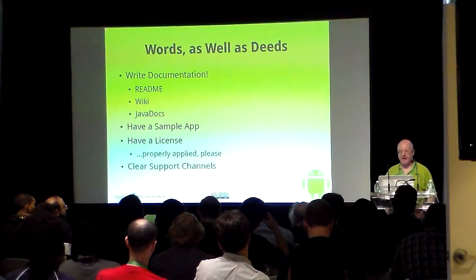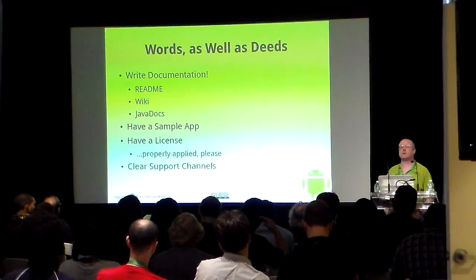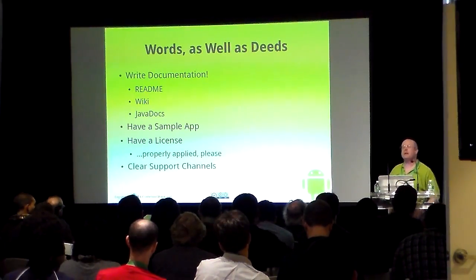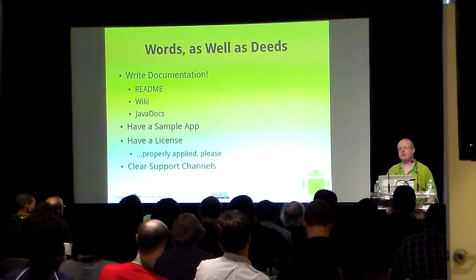Make sure you tell people how to get support. Where are they supposed to be asking questions? Is it Stack Overflow? Is it some Google group? Is it some Google Plus community? Is it something else? Are you running an issue tracker? What sorts of things go in the issue tracker versus things that go elsewhere? Make sure that you're providing guidance for how people can help you help them.